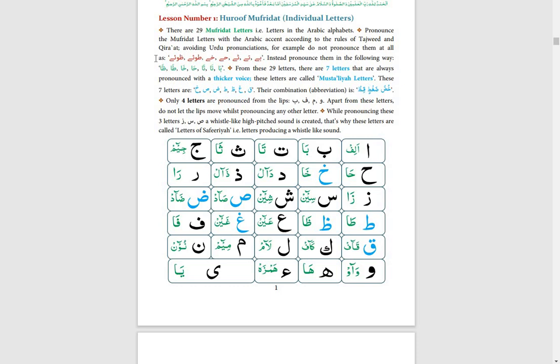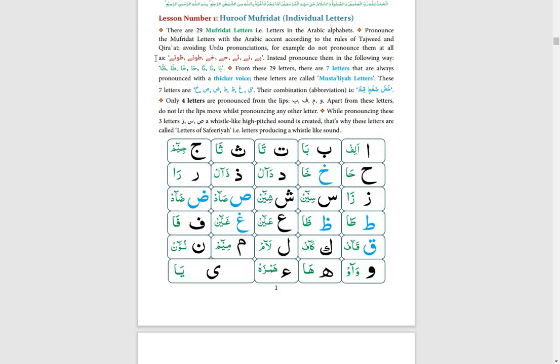Third point. From these 29 letters, there are 7 letters that are always pronounced with a thicker voice. These letters are called Musta'liya letters. This is the definition of Musta'liya letters: the letters that are always pronounced with a thicker voice. How many letters are these?